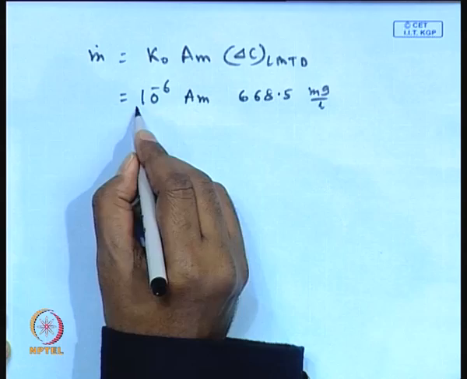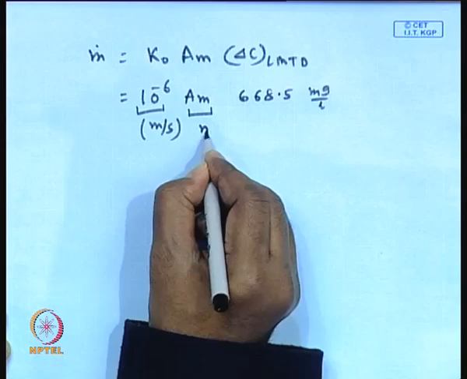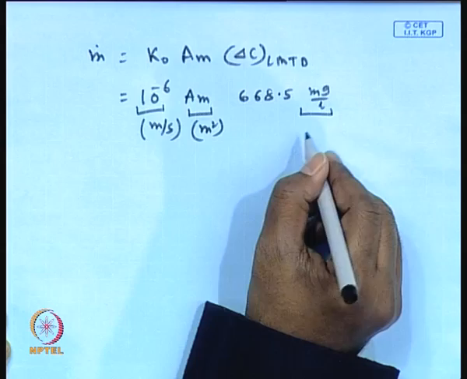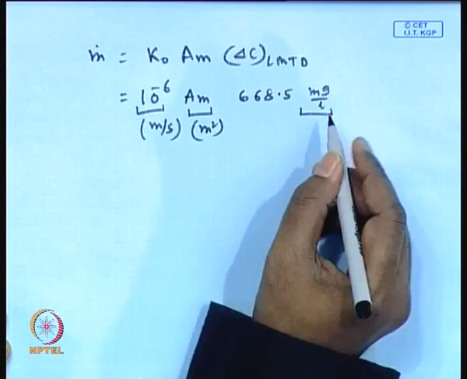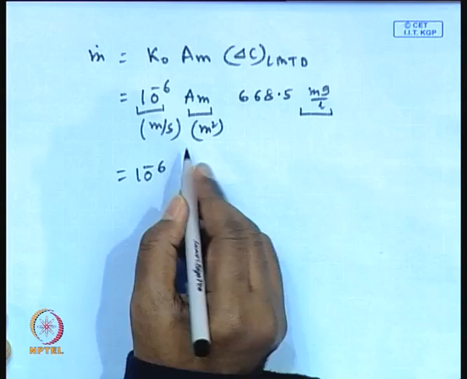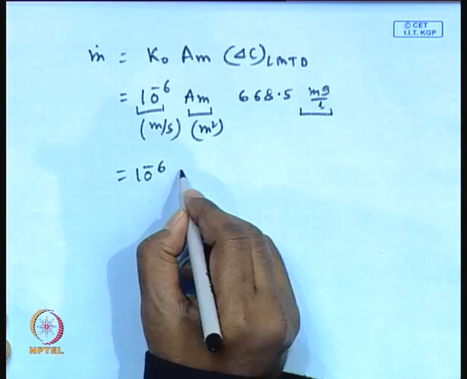Now, there is a unit problem here. K naught is in meter per second, this is in meter square, and this will be in milligram per liter. You convert into appropriate units. If you multiply it by 3600, then it turns out to be gram per hour. Okay. That is the unit conversion.